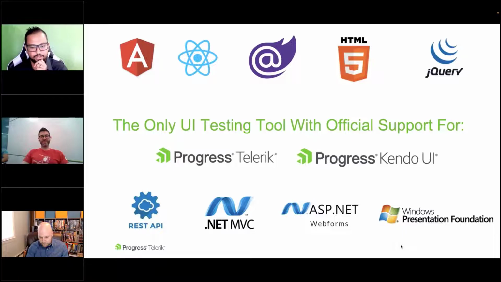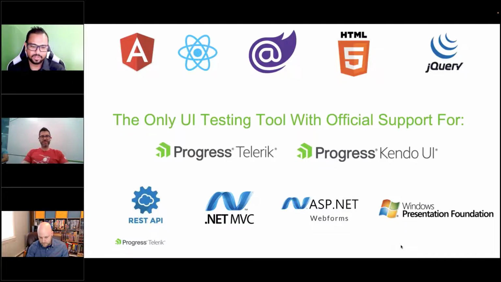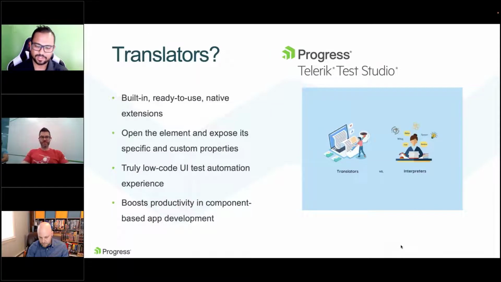Yeah, but I want to dig into how you're actually pulling this off for Telerik and Kendo UI bits. So you mentioned translators a few times. What exactly is this? So the magical buzzword of translators, I think of it as a special extension that exists in Test Studio that opens up the element and recognizes that it's a Telerik or Kendo UI element.